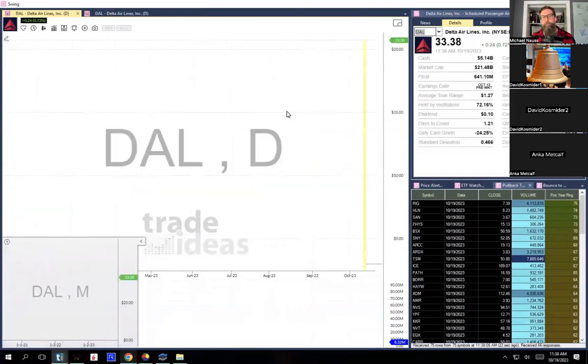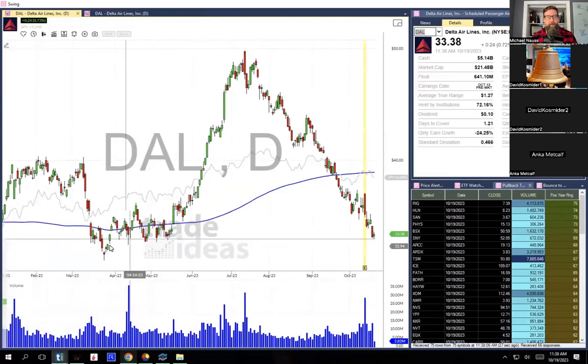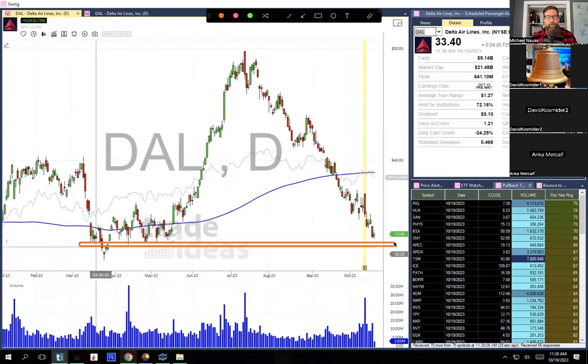DAL, Delta Airlines. Oof. Right? That's all I got to say. We've got a do or die area from here. If you're trading this, you have to just kind of be trading for a bounce. That's the only reason they make sense, is you take the trade as an oversold bounce.